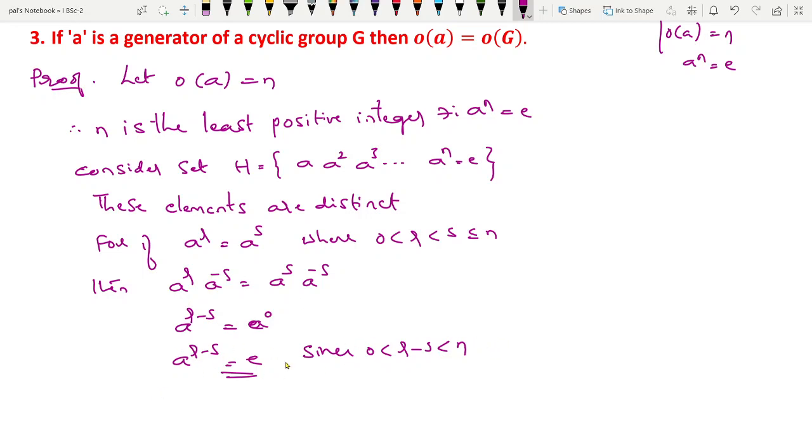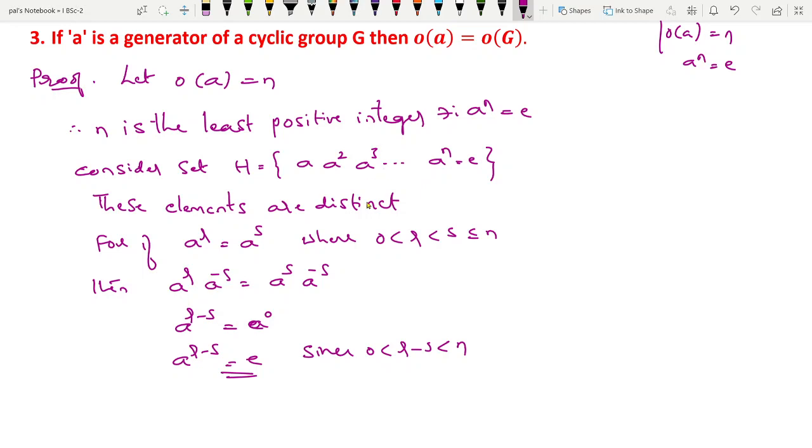So we are getting this type of wrong result because of our assumption. What is our assumption? a to the r is equal to a to the s. That means two of the elements of h are the same. Two of the elements of h are the same, that is what we assumed. That is wrong here. So that is the contradiction.